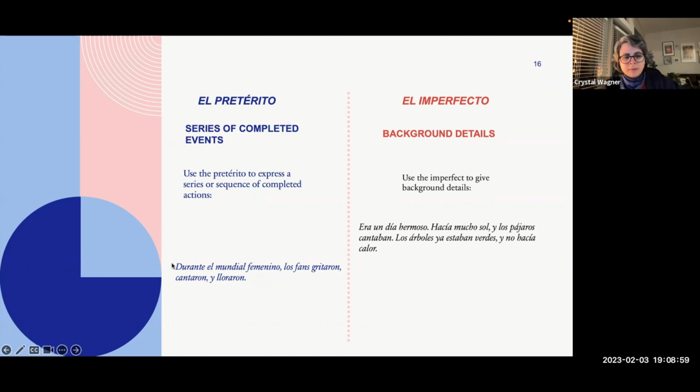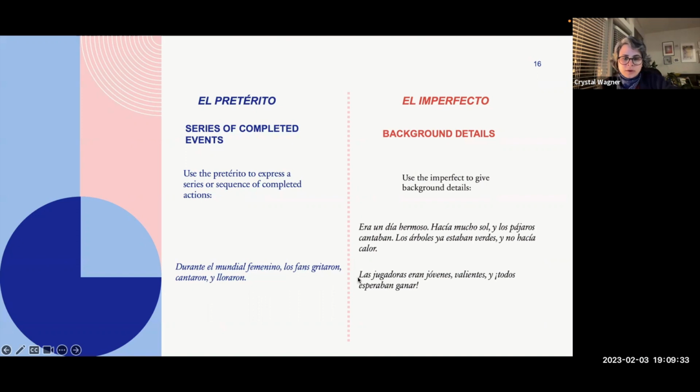And now we have something happening here. Durante el Mundial Femenino, and here's a keyword, during, right? So it's setting a time frame. And remember, with the preterite, finite times, okay? So specific. Durante el Mundial Femenino, los fans gritaron, cantaron, y lloraron. I have three verbs right here, all in the preterite. This is very specific to when this happened. It was during the Women's World Cup, right?